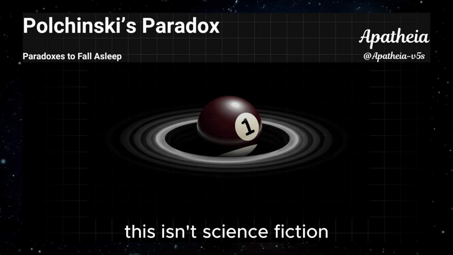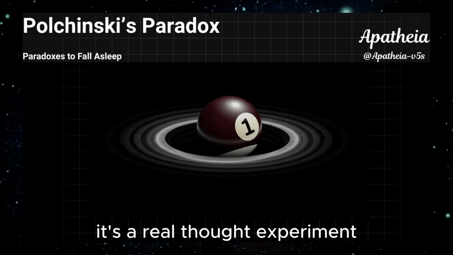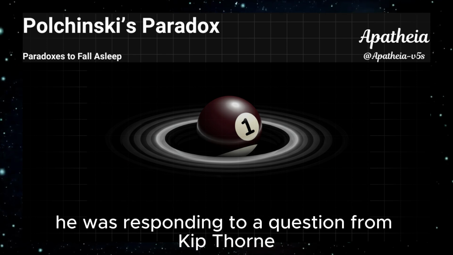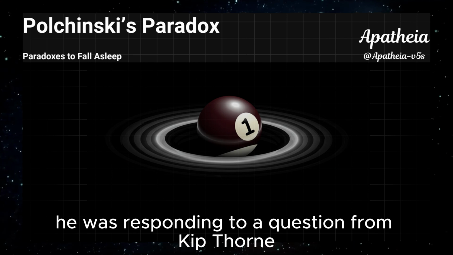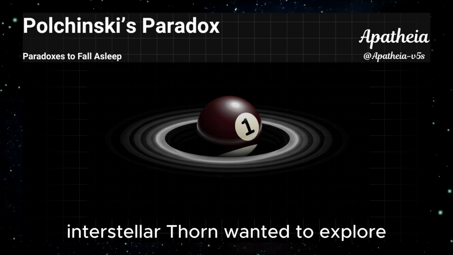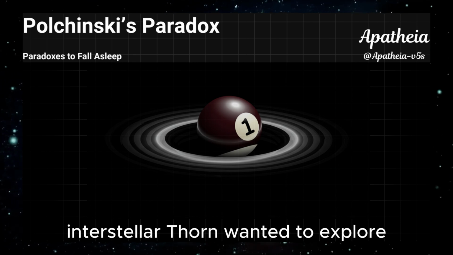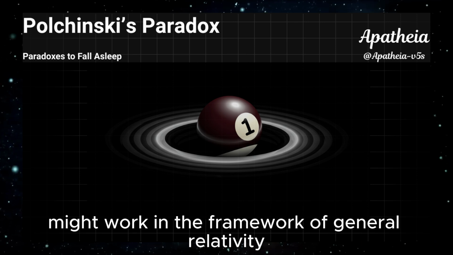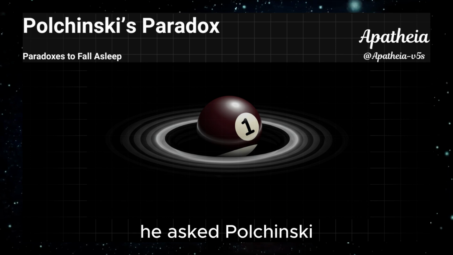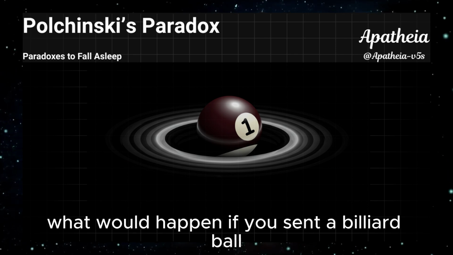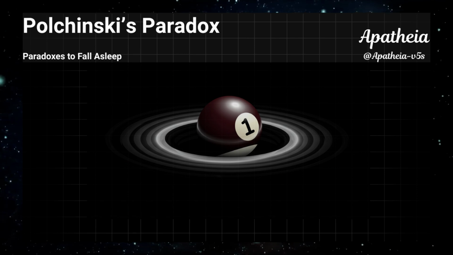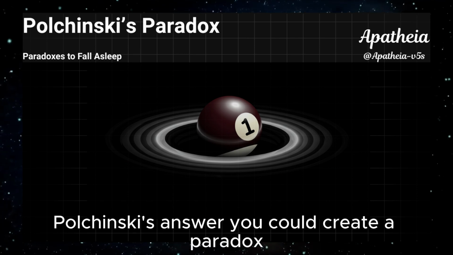This isn't science fiction. It's a real thought experiment, proposed in 1991 by physicist Joseph Polchinski. He was responding to a question from Kip Thorne. Yes, the same Kip Thorne who helped guide the science behind the film Interstellar. Thorne wanted to explore how time travel might work in the framework of general relativity and whether it could create contradictions. He asked Polchinski, what would happen if you sent a billiard ball through a wormhole to interact with its past self? Polchinski's answer: you could create a paradox.